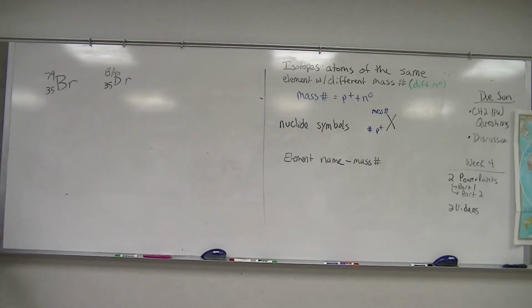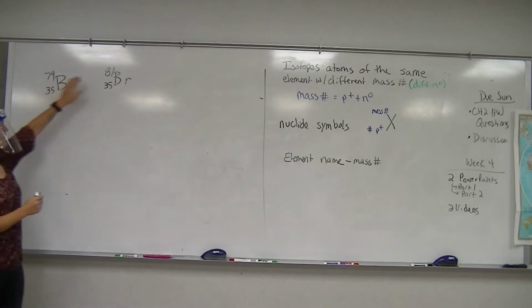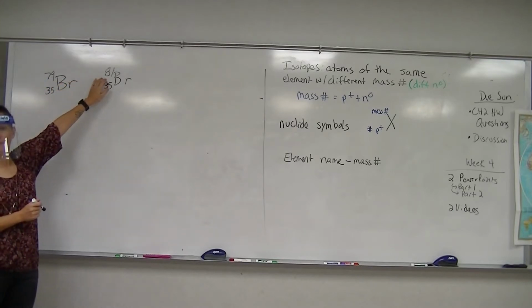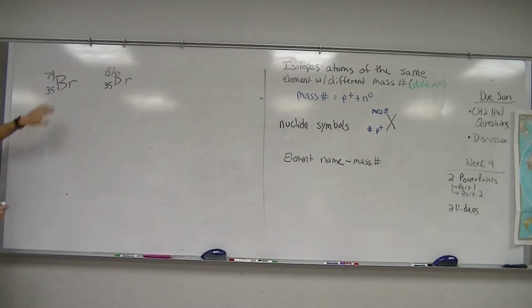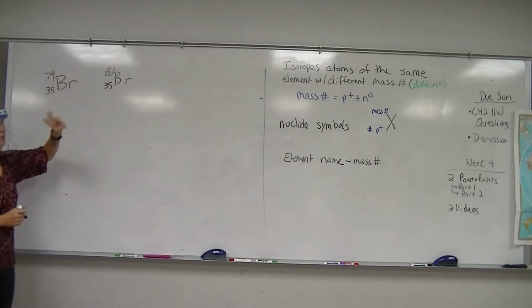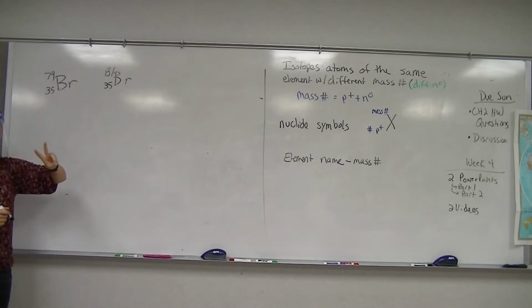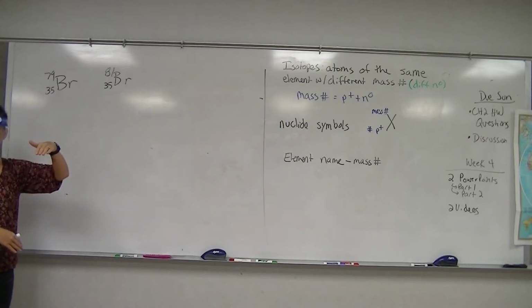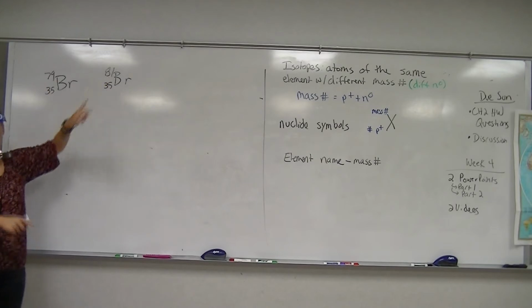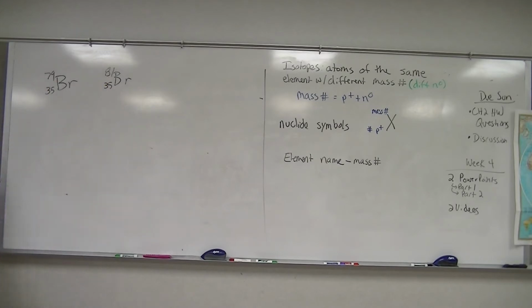Where did you get those other ones from? This would be given to you. The 79 and the 81, those are two isotopes of bromine. You would have to look up a list of isotopes to know that. So this is something that would be given to you. You would not be able to figure that out from the periodic table. There's a huge list.